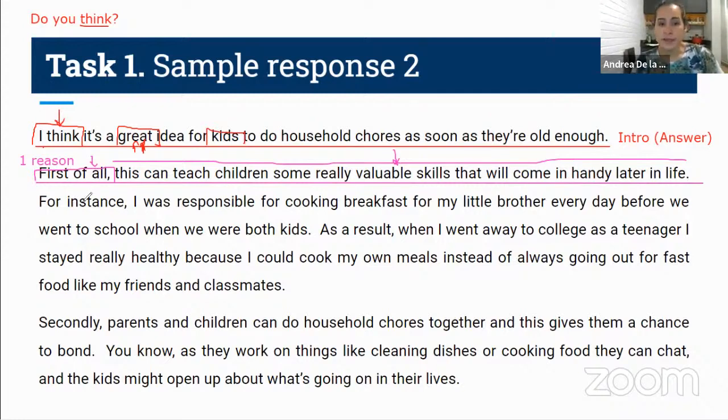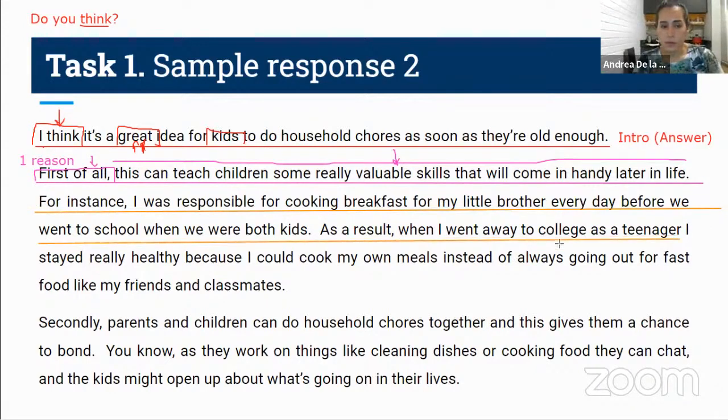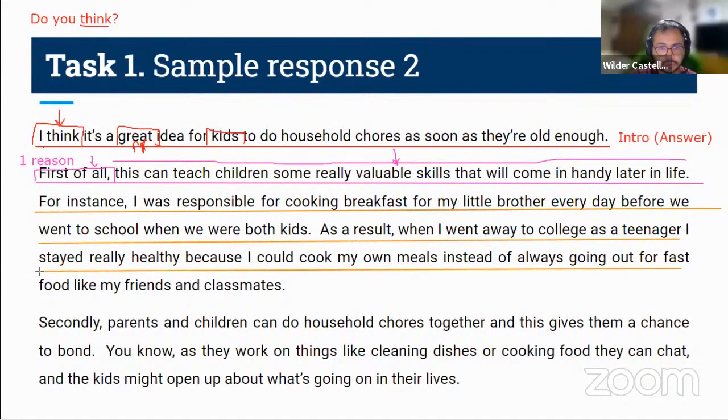We have, for instance, I was responsible for cooking breakfast for my little brother every day before we went to school when we were both kids. As a result, when I went away to college as a teenager, I stayed really healthy because I could cook my own meals instead of always going out for fast food like my friends in class. So what's that? Example. Exactly, that's an example.